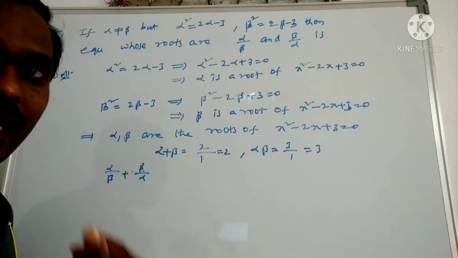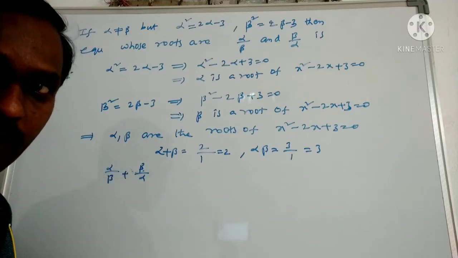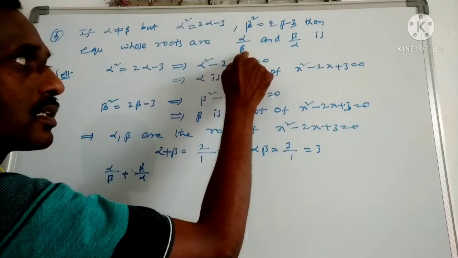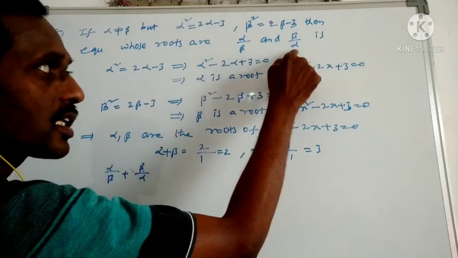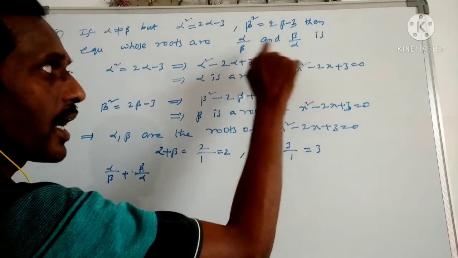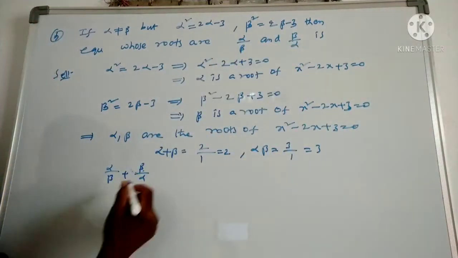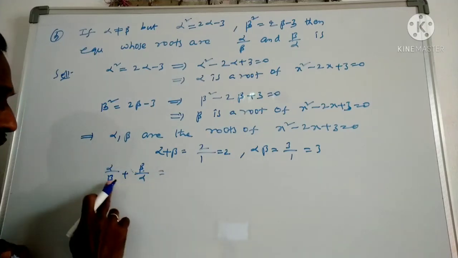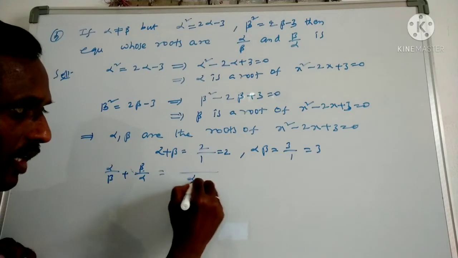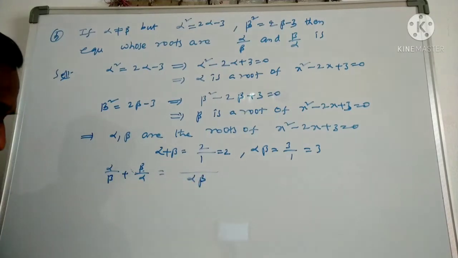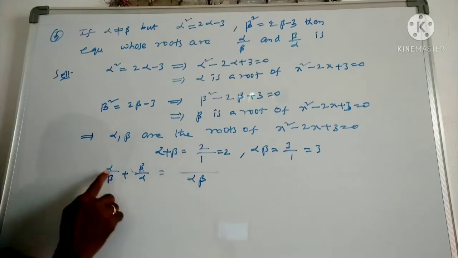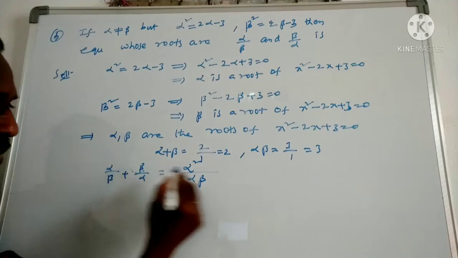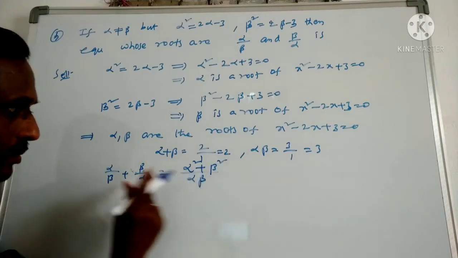Because we have to form the equation whose roots are any two given. What is the equation? x square minus (sum of the roots) x plus product. So here we have to form the equation whose roots are this one and this other one, which means we need the sum of these and the product of these also. I am going to find the sum first. Taking the LCM, alpha beta is the LCM. After taking the LCM, alpha into alpha is alpha square, beta into beta is beta square.